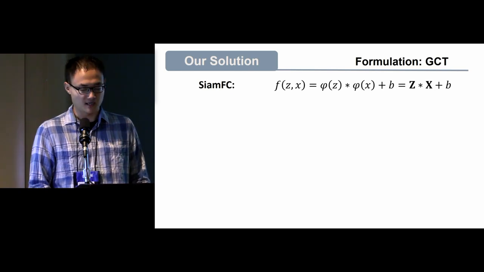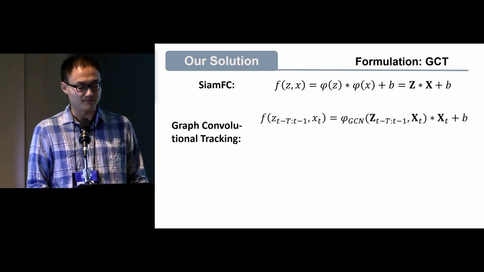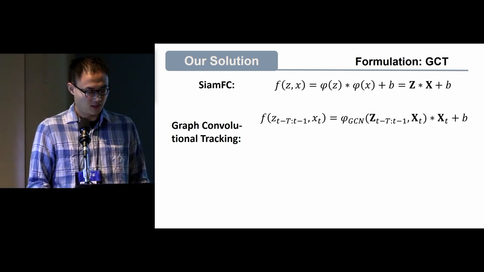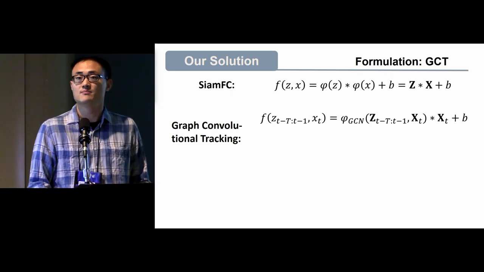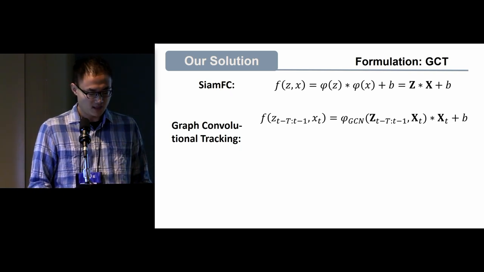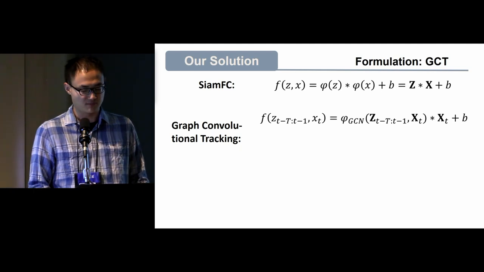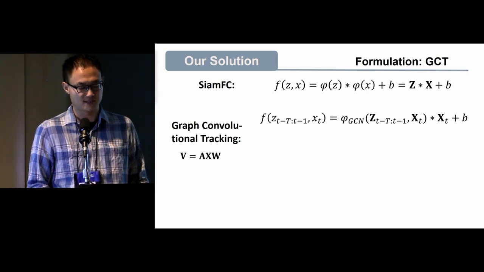We then design a graph convolutional transformation, phi GCN, into the Siamese architecture to jointly consider the spatial-temporal appearance modeling, that is Z_{t-T} to Z_{t-1}, and the context information of the current search image, X_t. The graph convolution is a linear transformation as the multiplication of the graph signal X with the filter W under the graph adjacency matrix A.